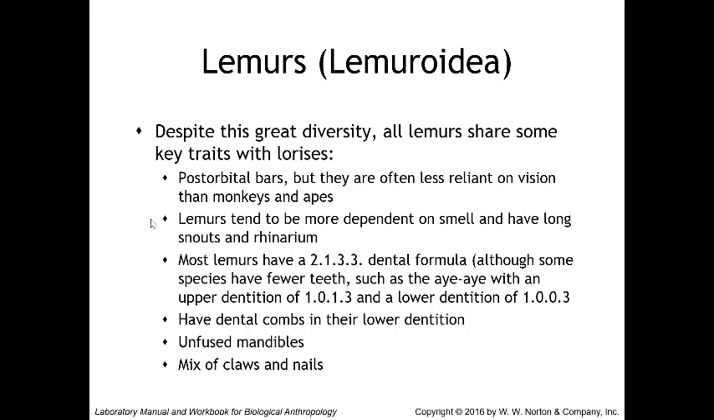Most lemurs have a 2133 dental formula, although there are some species that have fewer teeth, such as the aye-aye. The aye-aye has an upper dentition of 1013 and a lower dentition of 1003. What this means, these dental formulas, are the types of teeth there. So 2 incisors, 1 canine, 3 premolars, 3 molars, right? That's what most lemurs have. Here the aye-aye has 1 incisor, 0 canines, 1 premolar, and 3 molars.